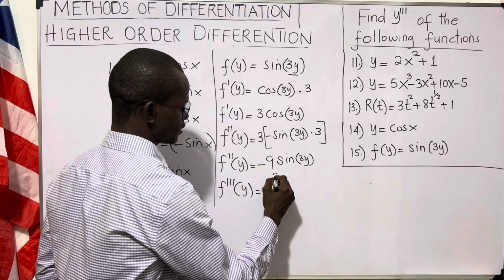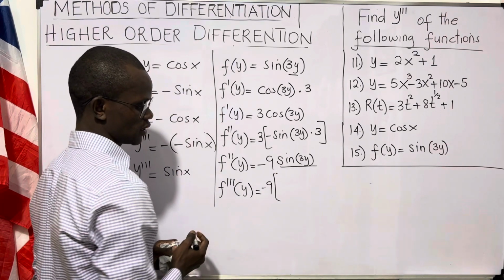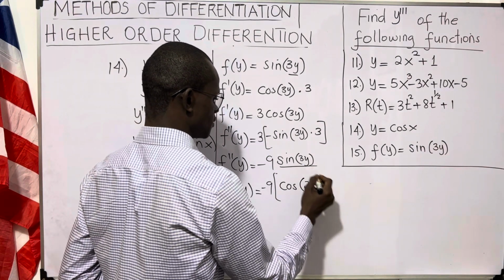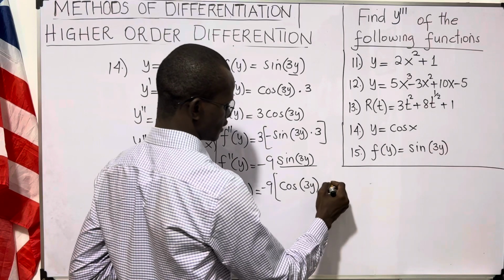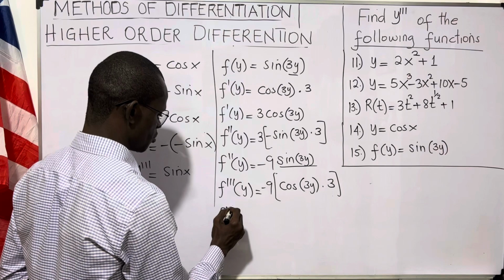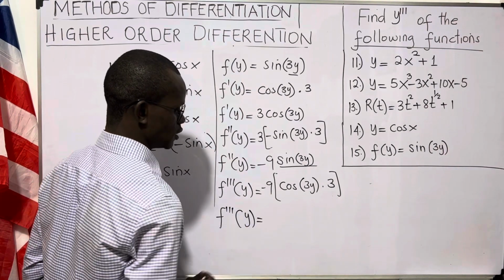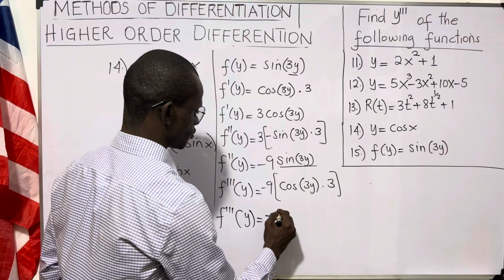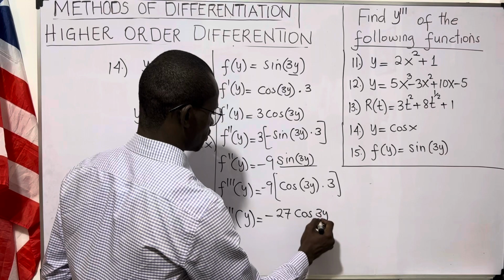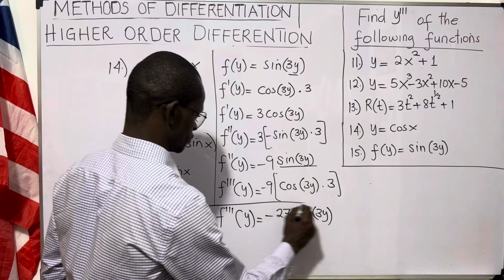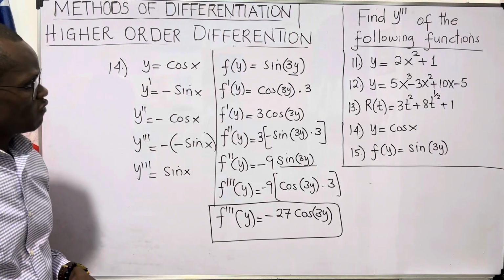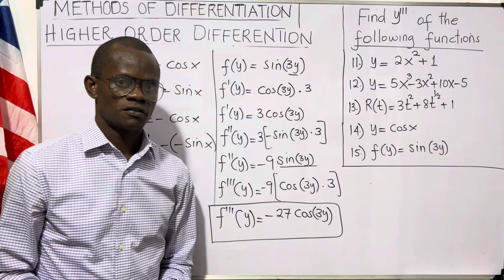Minus 9, we hold as a constant. We differentiate sine of 3y. Sine of an angle gives us cos of that angle times the derivative of that angle. So the derivative of 3y is just 3. So f prime prime prime of y is equal to 3 times 9, which is 27, and then cos of 3y. So this is how we find the third derivative of functions.